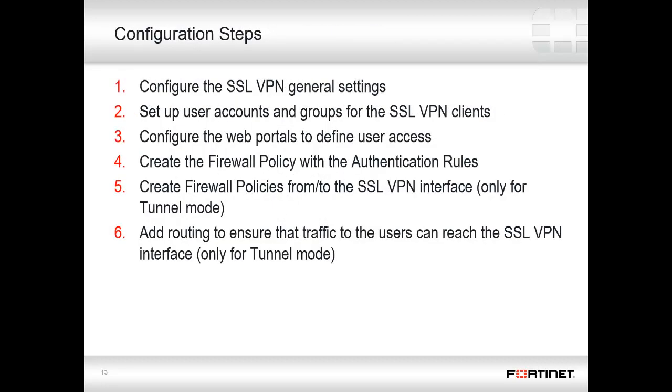Let's move on to the SSL VPN configuration. There are basically 6 steps that we must go through. Regardless of the SSL VPN mode, be it web only, tunnel, or port forward, we must always do the first 4 steps. Configure the SSL VPN general settings, create user accounts and groups for the remote clients, create the web portals to define user access, create the firewall policy for SSL VPN authentication.